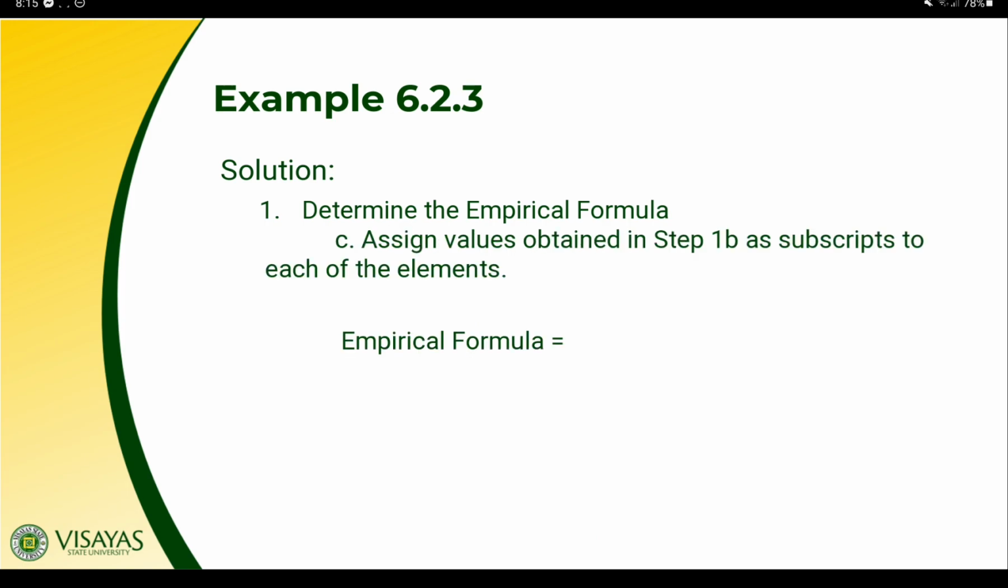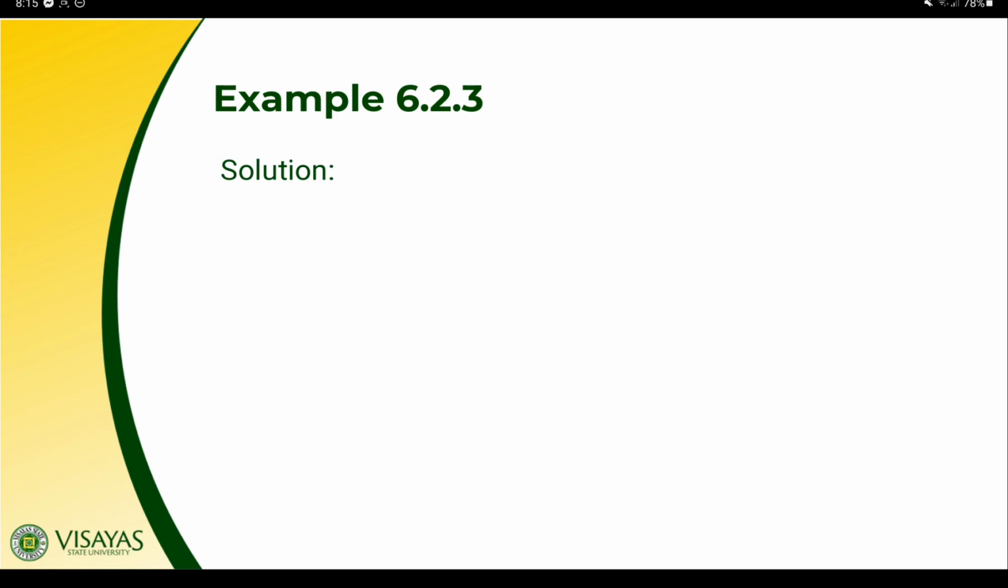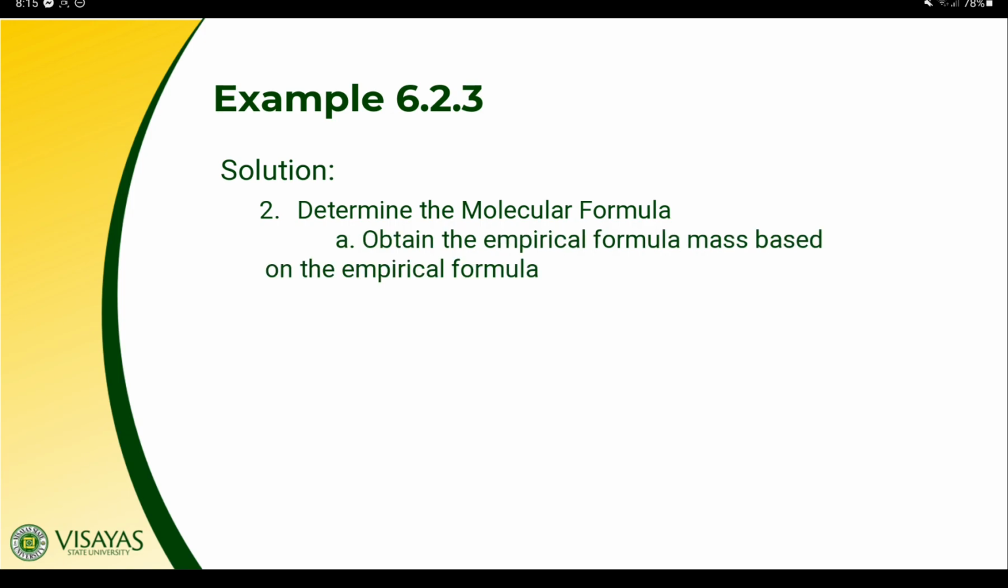So therefore the empirical formula is CH2Cl. Again, the subscripts are what we have computed in the previous slide. So that is now the empirical formula. Next step is we determine the molecular formula. We do this first by obtaining the empirical formula mass based on the empirical formula in the previous slide. So here we have CH2Cl as our empirical formula.